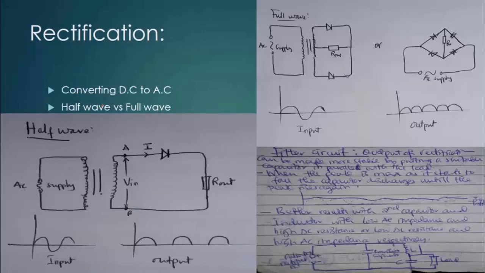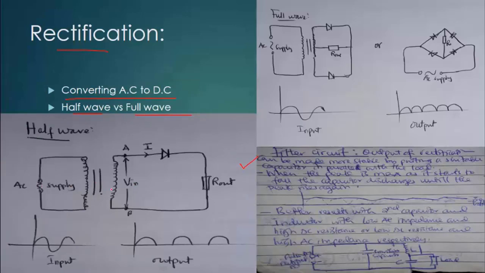Another good application with diodes is rectification. This is a very sensitive application. It's the process of converting alternating current to direct current. There are two types of rectification, it can either be half wave or full wave. For half wave, we have this circuit here. The circuit that is used is here.